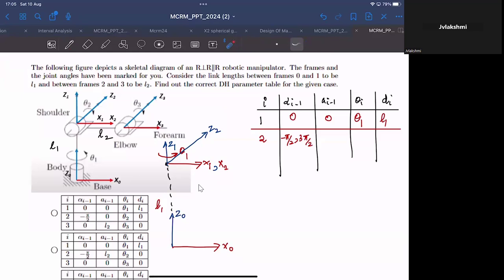And what would be a i? The distance that you have to move along X1 so that the perpendicular distance between X1 and X2 would be taken into account. As you can see, Z1 and Z2 are already intersecting. There is no perpendicular distance between Z1 and Z2 that you can accommodate if you move along X1. So that is 0.